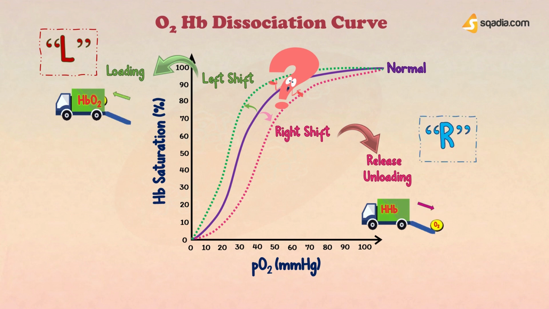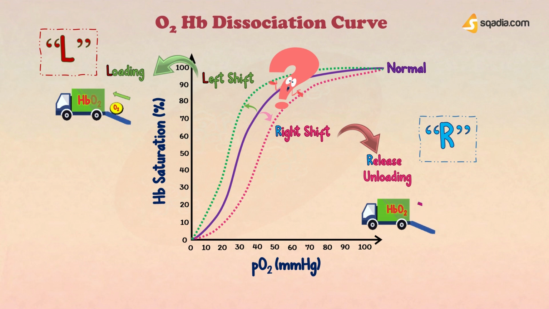So, just remember the alphabets: L and R. L for left and L for loading. So, loading will shift the curve to the left, while R for right and R for release. So, release of oxygen from hemoglobin will shift the curve to the right. Interesting, isn't it? I hope you will never forget it now.